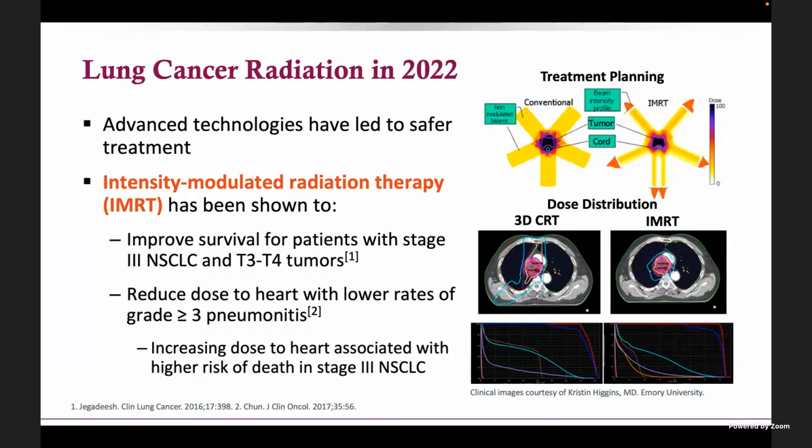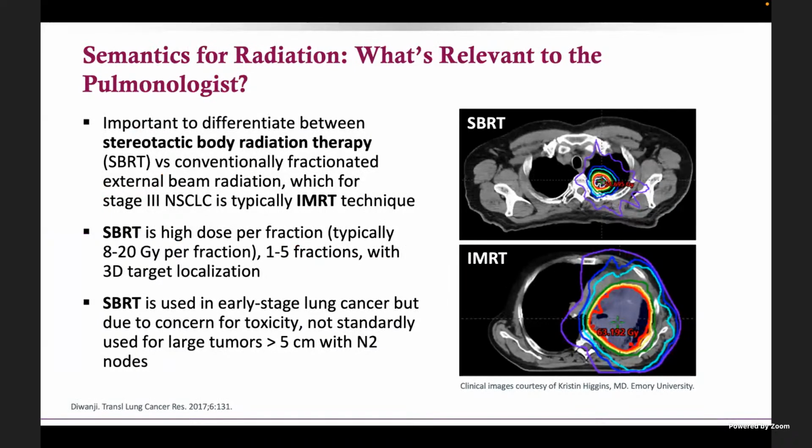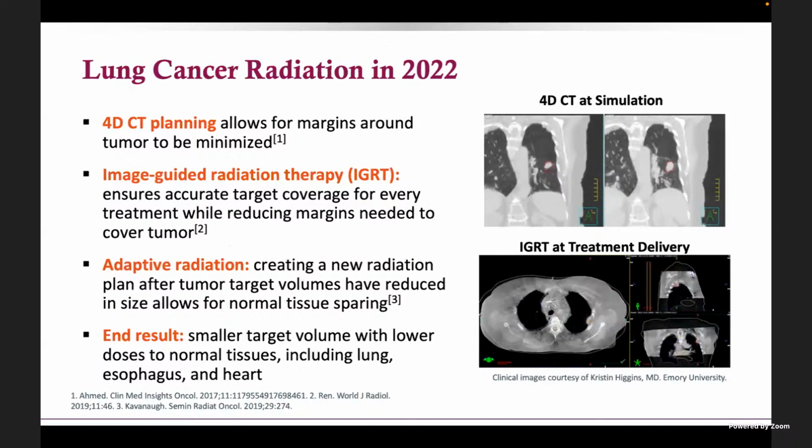Radiation, again, there have been improvements in radiation modalities with the technology improving from VMAT, 3D CRT, then IMRT, IGRT, stereotactic radiation, SBRT, where we are able to give about 8 to 20 gray of radiation per fraction and finish therapy in probably 1 to 5 fractions. Then there is now 4D CT planning, where margins around the tumor can be minimized and the radiation can be targeted more to a specific area of the tumor, IGRT, adaptive radiation.